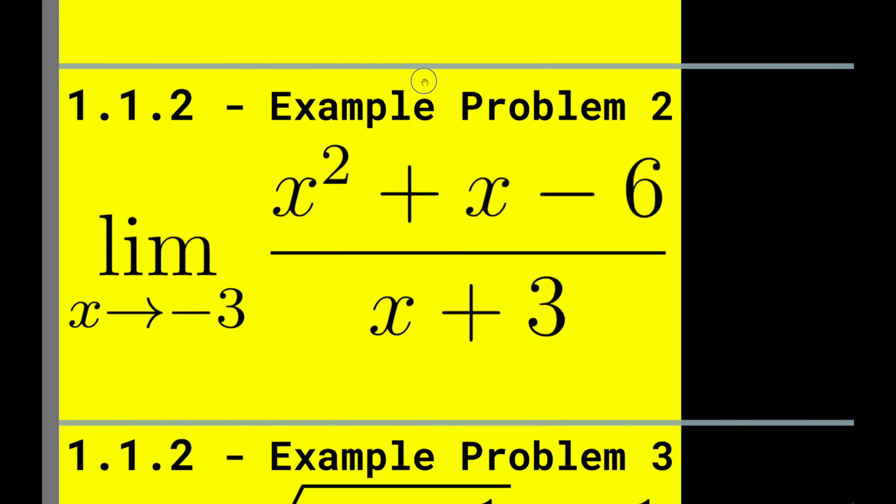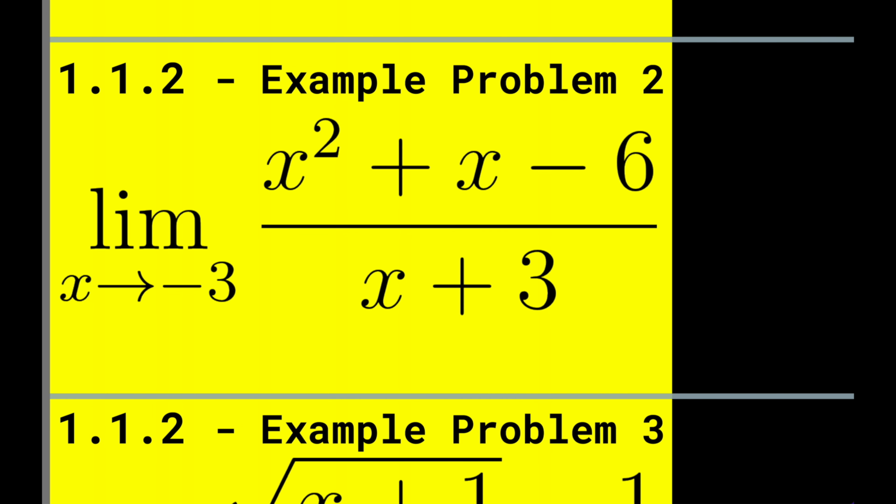Let's do the second example problem right here. Again, what we're going to start with is direct substitution. So I'm going to plug this in for each one of these x's right here and see what we get. If you do that, you end up with 9 minus 3, which is 6, minus 6. So you're going to get a 0 on top, divided by, if you plug in negative 3 here, plus 3, you also get 0 on the bottom. So you end up with a 0 over 0, which is indeterminate form.